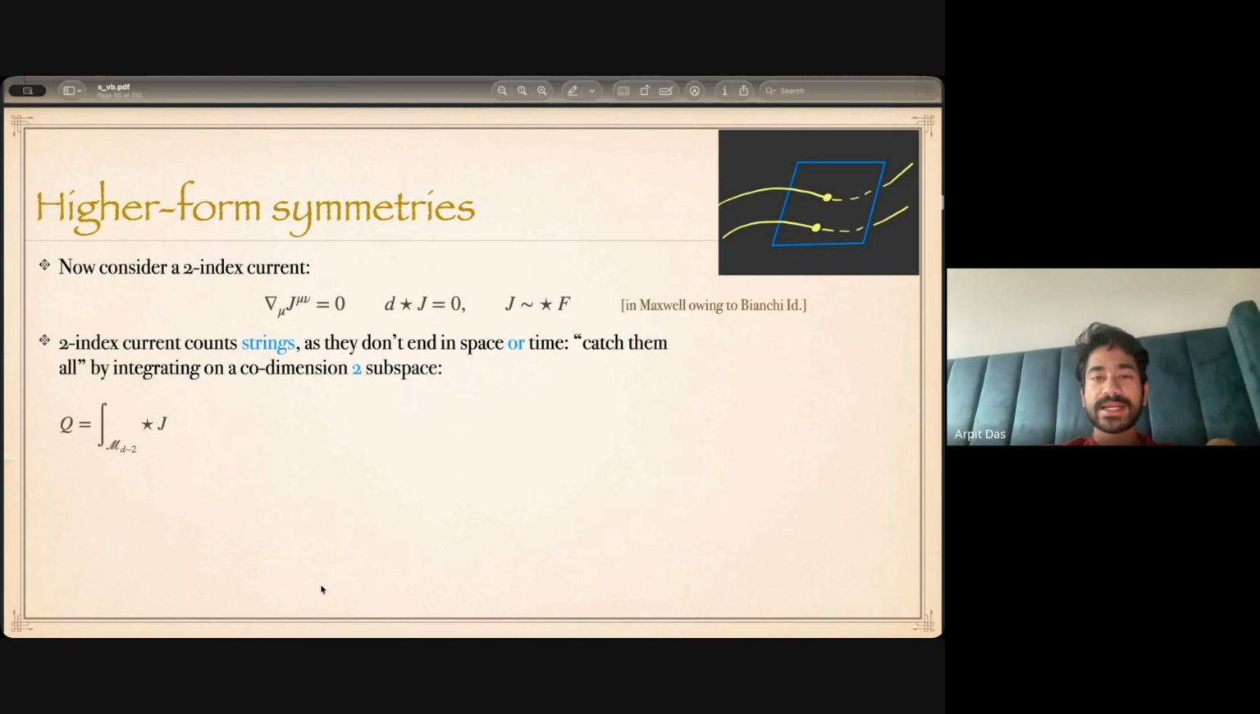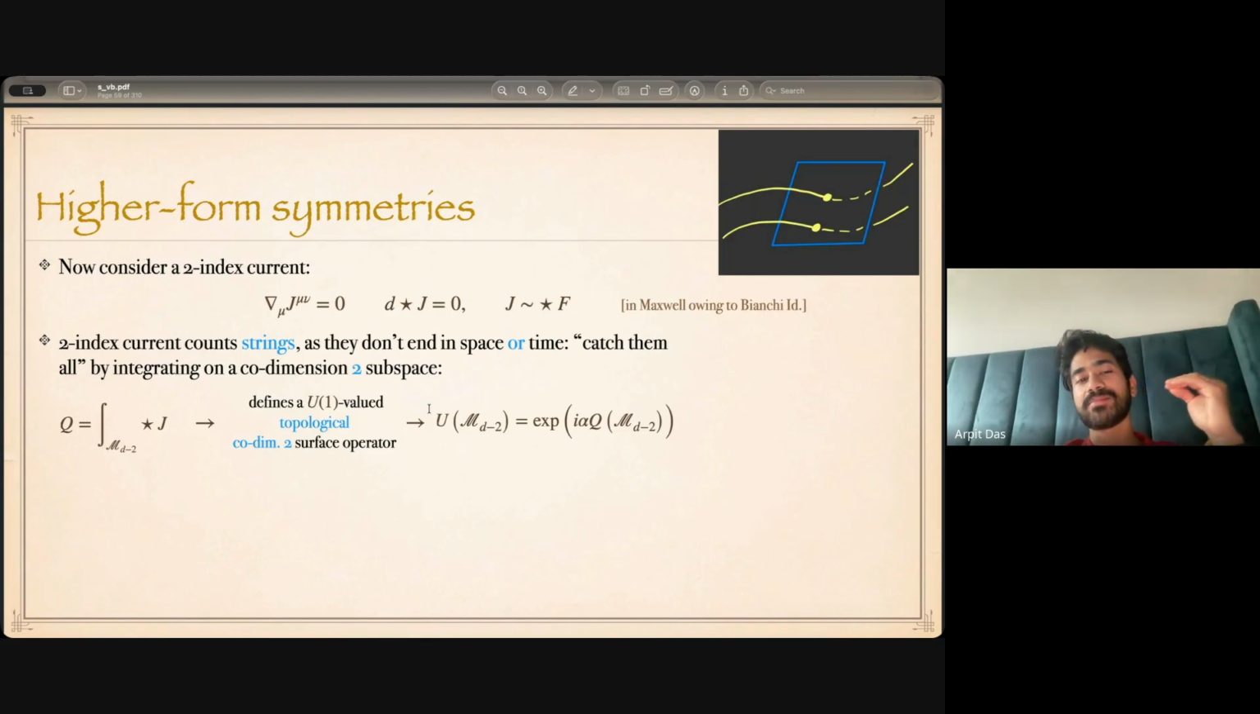So that brings us to the charge that is associated. You do a codimension 2 integration of the star j of this current, and that gives you a codimension 2 operator U, and you define the charge in exactly the same way, and the operator is just exponentiation of the charge. But the crucial thing is this charge is now defined by integrating over a codimension 2 surface.